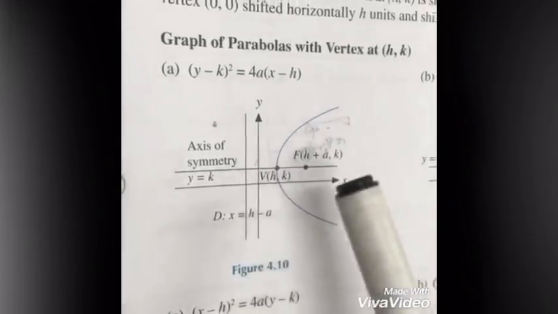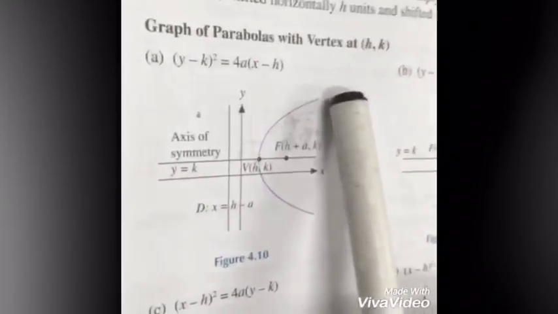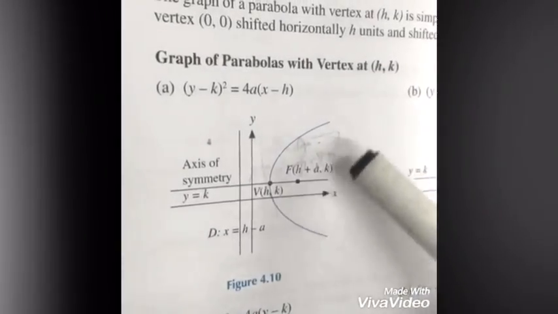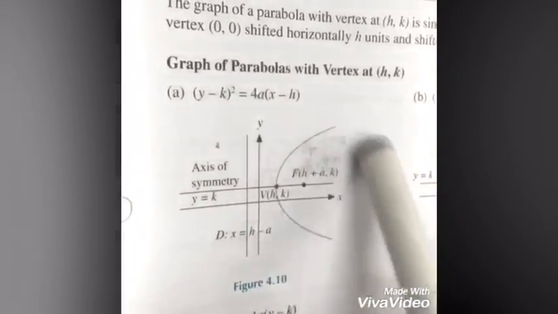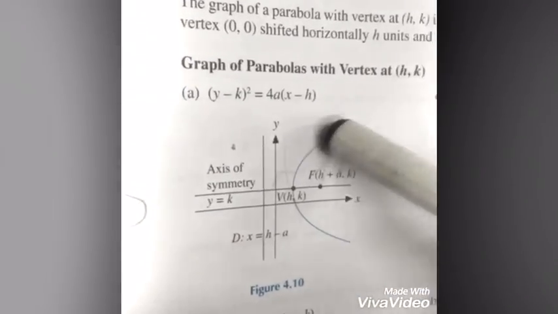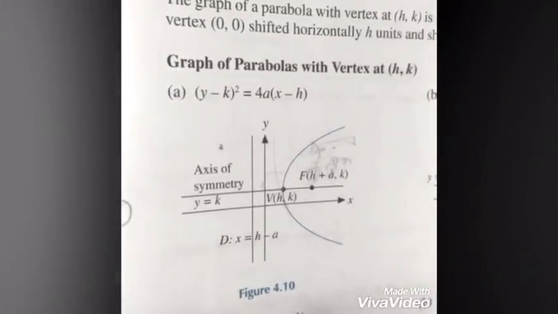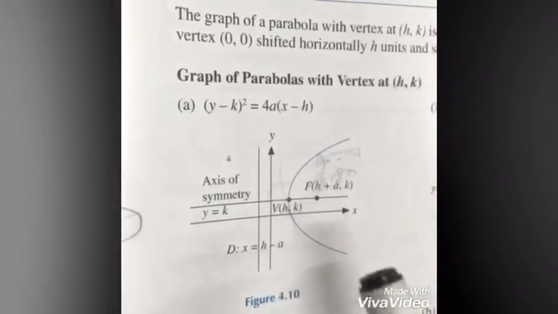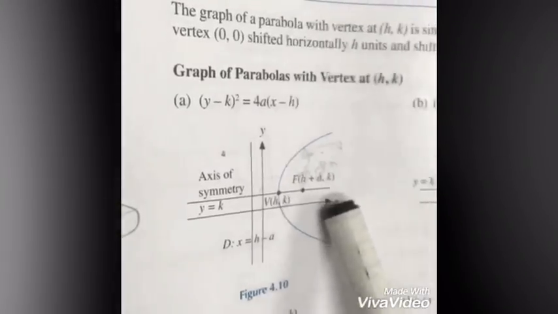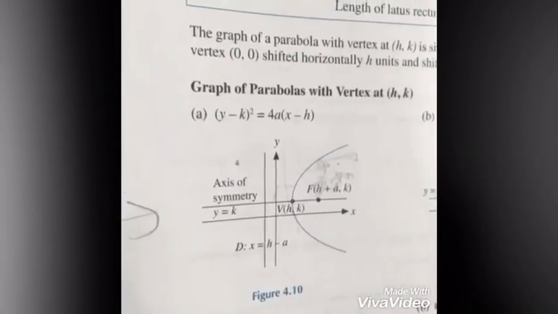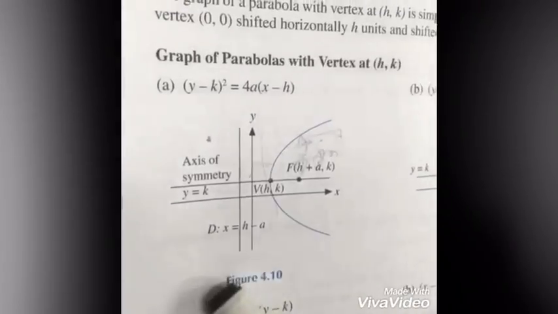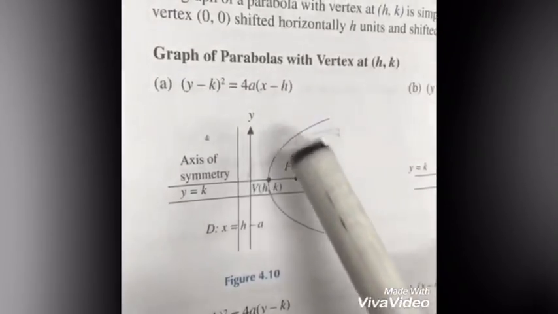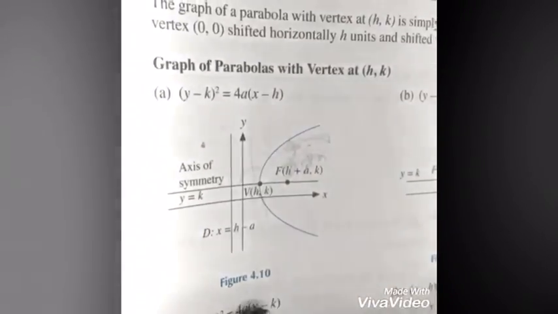Now I am going to explain the graph of a parabola with vertex at h, k. As you can see, we are going to focus on this graph. This curve opens to the right side, and the vertex is moved to the right side. When you want to find the focus, you add h with a. When you want to find the directrix line, you subtract a from h so that you can find the directrix line.